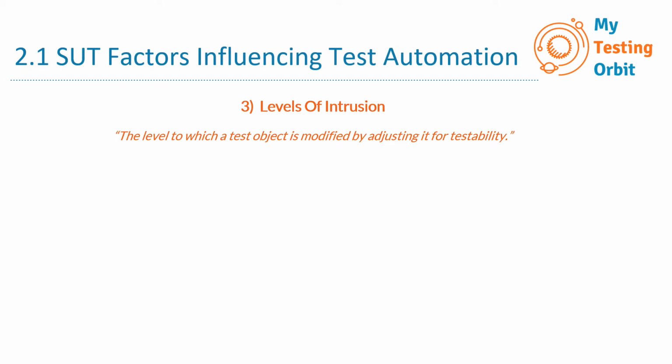Moving on to the third one, levels of intrusion. Let's first have a look at what that means. Levels of intrusion means the level to which a test object is modified by adjusting it for testability. If we need to automate any system, then of course either it needs to be testable, or we need to make a few modifications so that it is able to be automated. Different test automation approaches using different tools have different levels of intrusion.